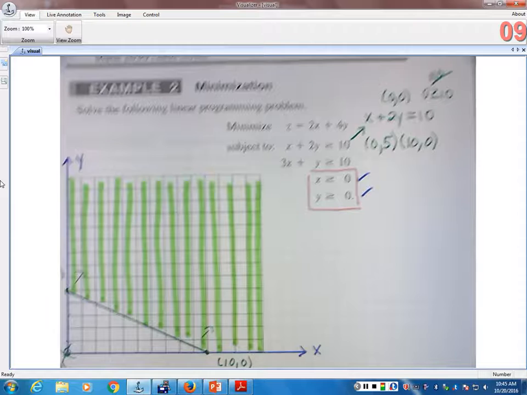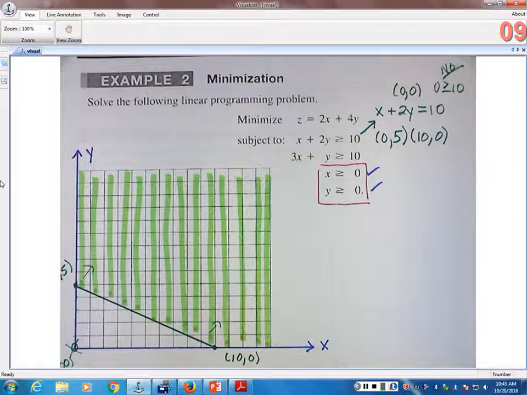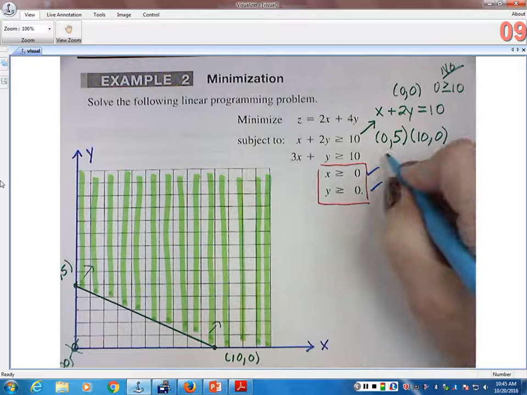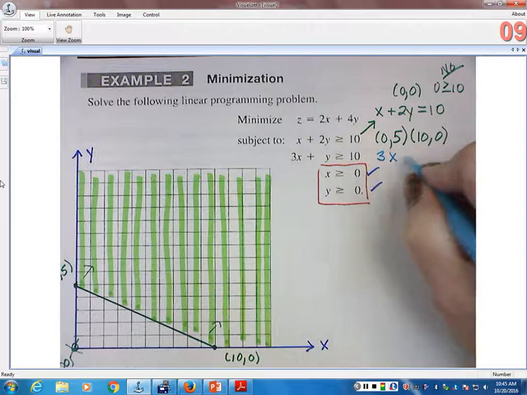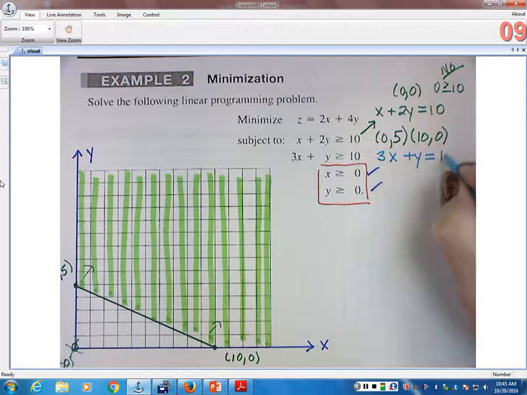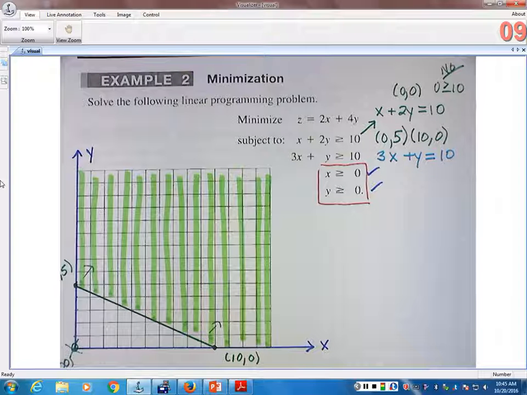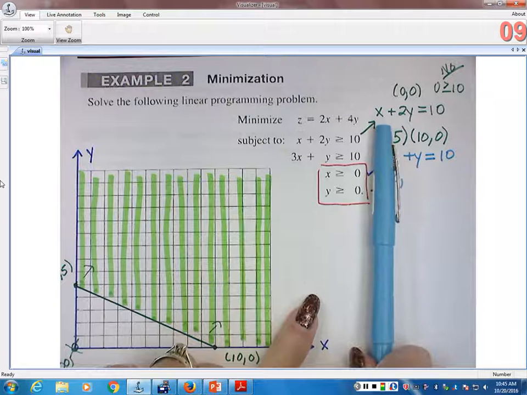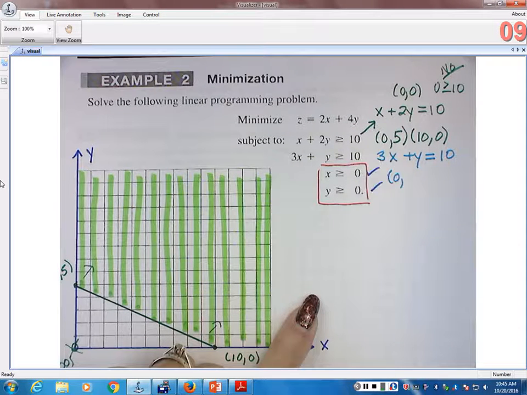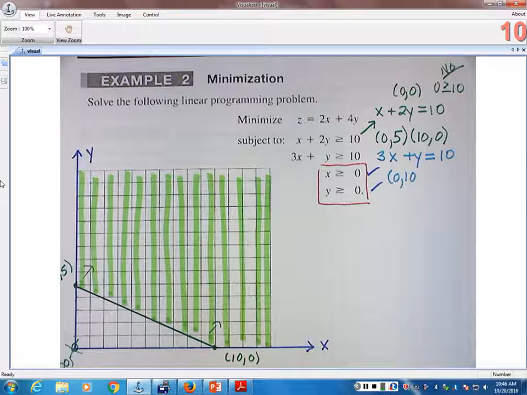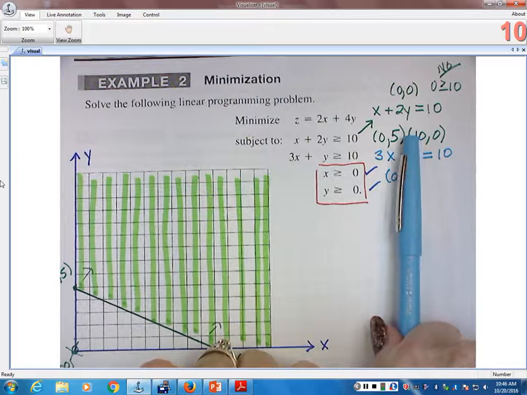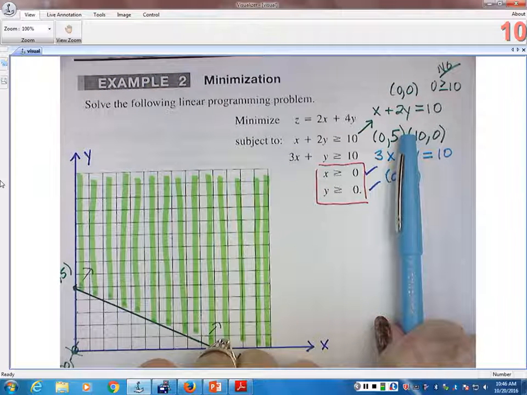So that gives us our first constraint. Our second constraint is 3x plus y is equal to or greater than 10. So again, we're going to graph the boundary, 3x plus y equals 10. And when we do that, if we let x be 0, that basically makes that part disappear and we have y equals 10. And if we let y be 0, then we have 3x equals 10, and that means x equals 10 over 3.